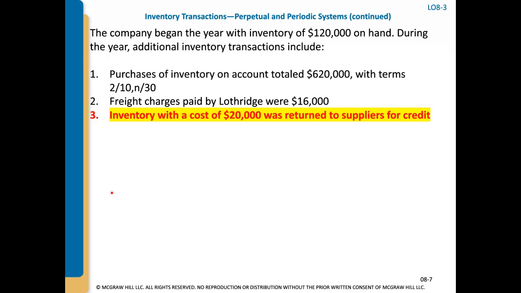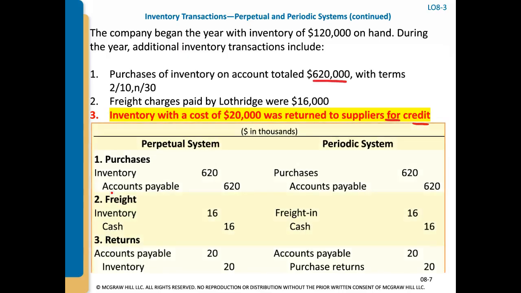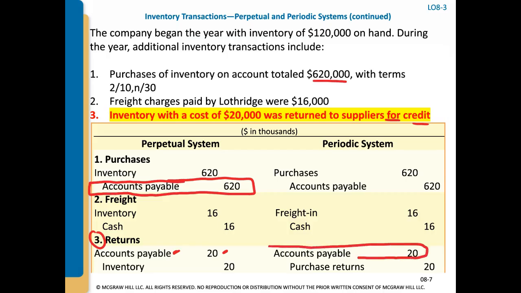inventory with a cost of $20,000 was returned to suppliers for credit. So here we bought $620,000 worth of inventory on account, and so now we returned $20,000. So here we go to number 3. We're going to debit our accounts payable 20 because here we credited 620. So we're going to debit the accounts payable on both sides, whether it's perpetual or periodic, 20, because we're returning it, so we no longer owe that 20.